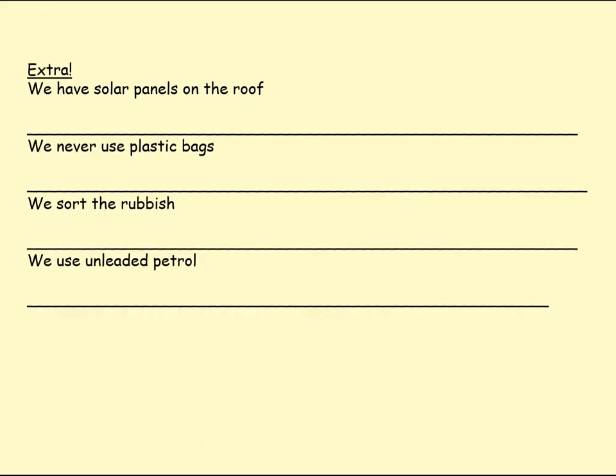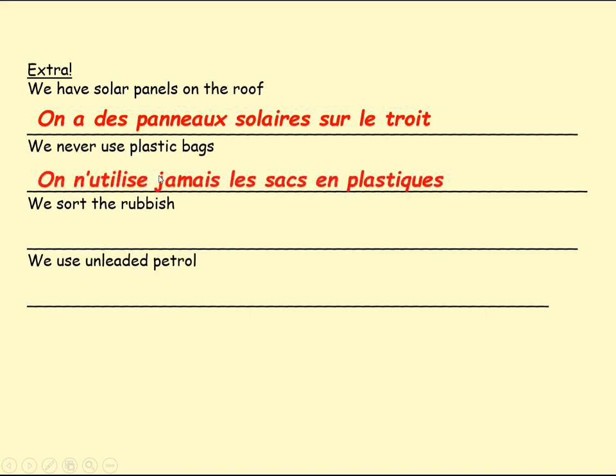So we have is irregular. We say nous avons or on a, depending on which we you've used. Des panneaux solaires, on est sur. Le toit from our box is the word for the roof. We never use plastic bags, so we need to make sure we know first of all we use. So utiliser is to use, so I'm going to say on utilise, take off the ER and add an E. And then I need to make it never, so we put ne jamais either side of the verb. So on n'utilise jamais. Or if you use the nous form, nous n'utilisons, ONS, jamais, les sacs en plastique.